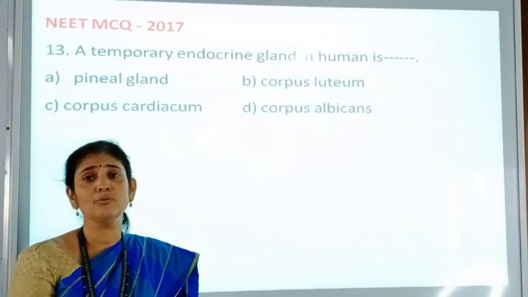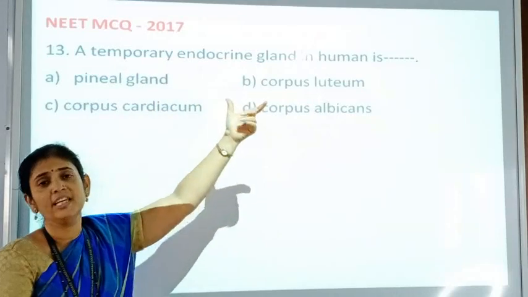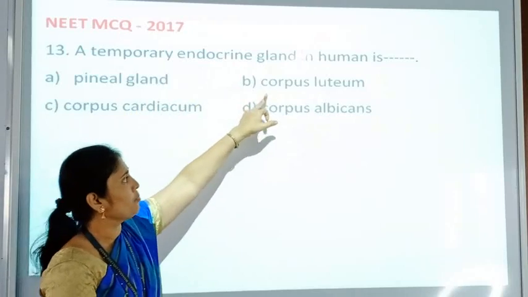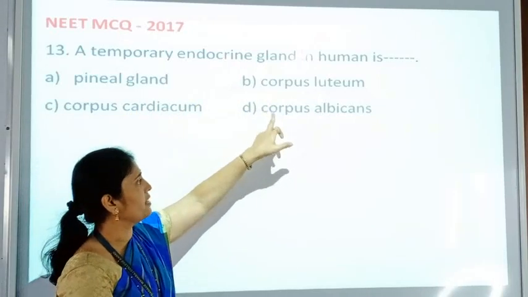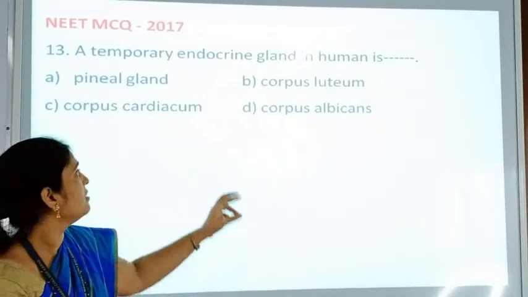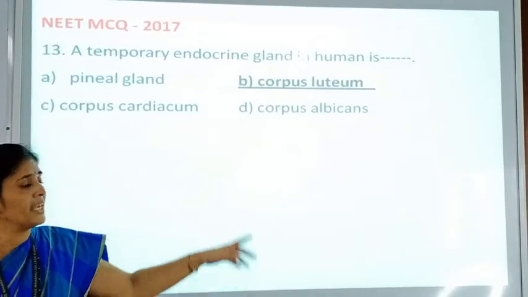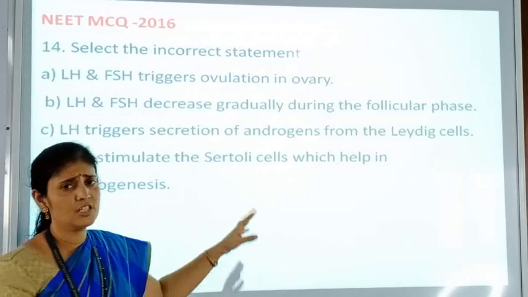So related to that there is one question: a temporary endocrine gland in human is dash dash dash. Here the options are pineal gland, corpus luteum, corpus cardiacum and corpus albicans. So the temporary endocrine gland is corpus luteum. So here the option is B, corpus luteum. In this way we have seen the first question.